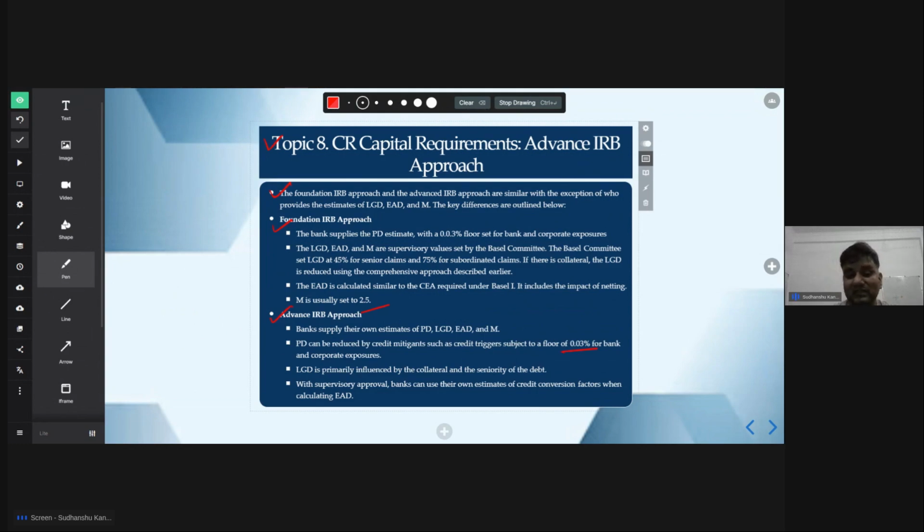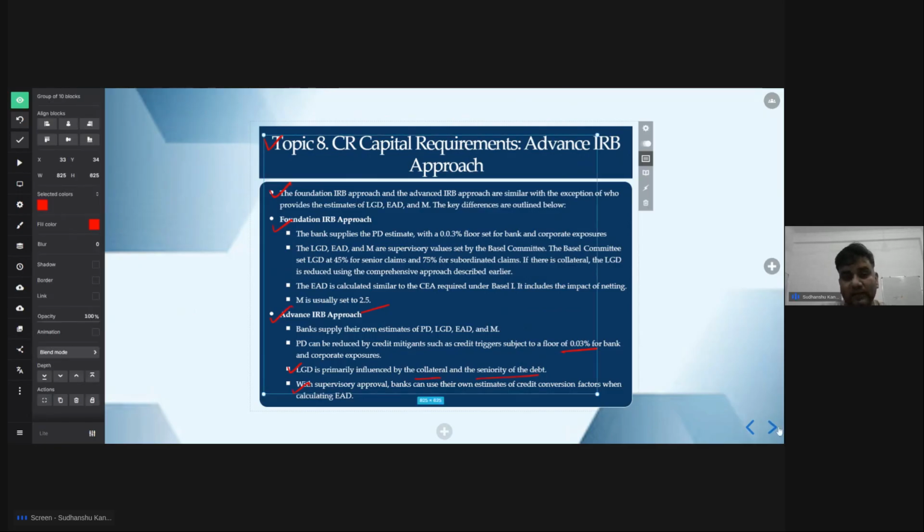If you look at LGD, loss given default is driven primarily by collateral quality and the seniority of the debt. When you look at the seniority of the claim, that is very important. This aligns LGD with actual recovery economics. And we have EAD flexibility also. With supervisory approval, banks may use their internal credit conversion factor, and this allows better modeling of drawdowns, undrawn commitments, and behavioral usage patterns. So that is what we try to understand.